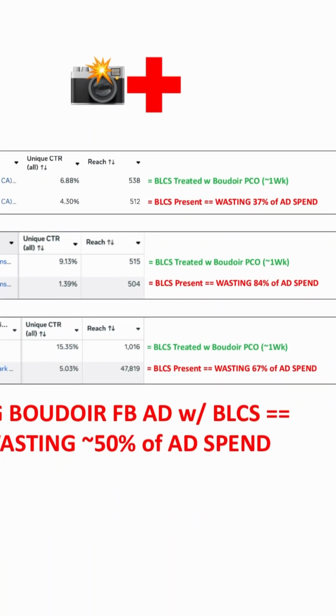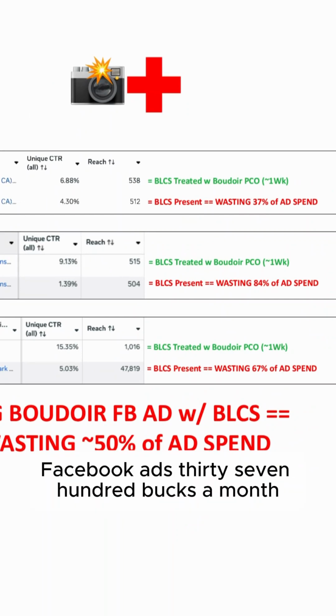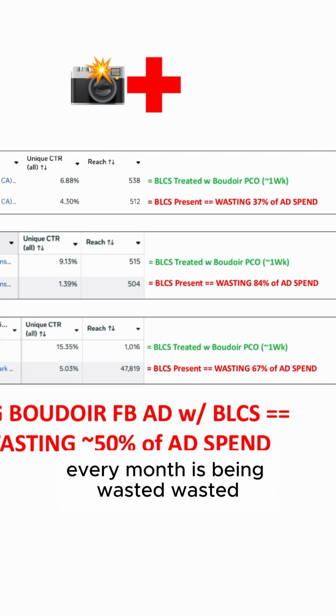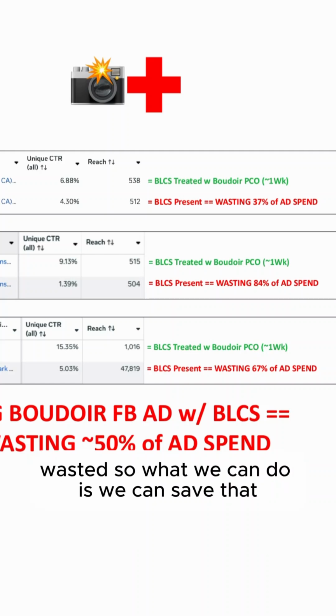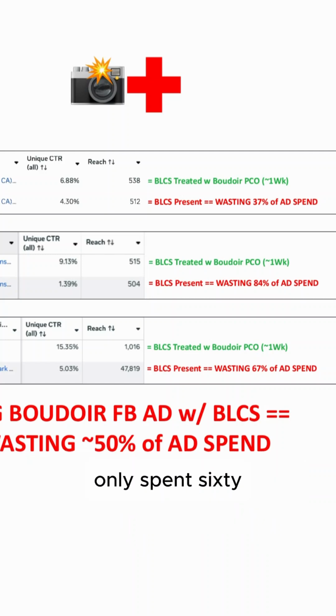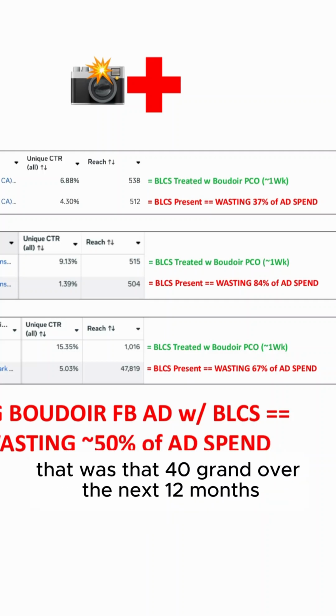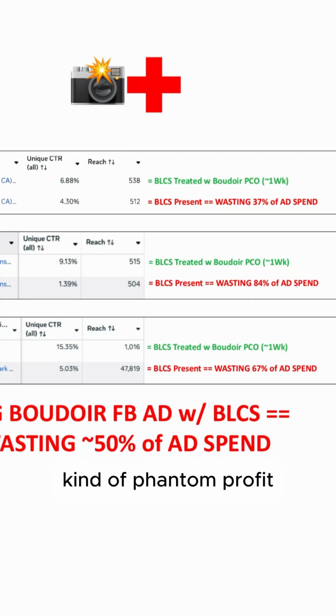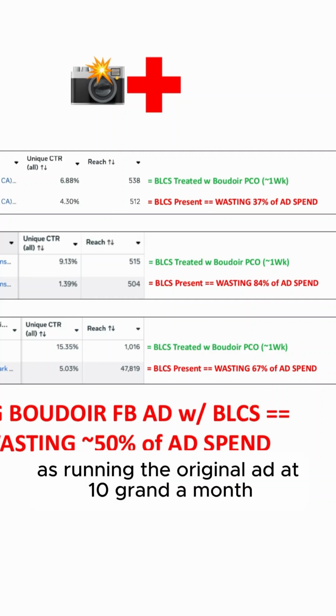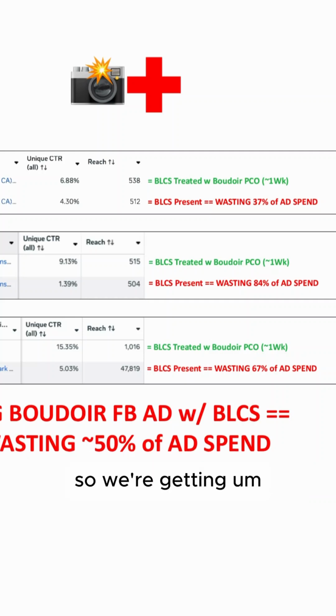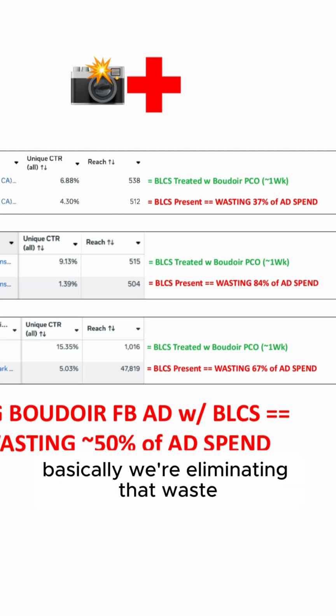So if they're spending 10 grand a month on Boudoir Facebook ads, 3,700 bucks a month, every month, is being wasted, wasted, wasted. So what we can do is eliminate that wasted ad spend and only spend 6,300 bucks a month on the new Boudoir Pico treated ads. So pocket that, what's that, 40 grand over the next 12 months, kind of phantom profit back in the business owner's pockets. And that will get our ad into the same number of women's brains as running the original ad at 10 grand a month. So we're basically eliminating that wasted ad spend, putting it back in our pocket.